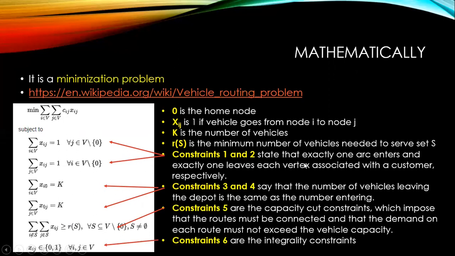Constraints 1 and 2 state that exactly one arc enters and exactly one leaves each vertex associated with a customer, respectively. Constraints 3 and 4 say that the number of vehicles leaving the depot is the same as the number of vehicles entering the depot. Constraint 5 is the capacity cut constraint, which imposes that the route must be connected and that the demand on each route must not exceed the vehicle capacity. And constraint 6 states that this is an integer problem.